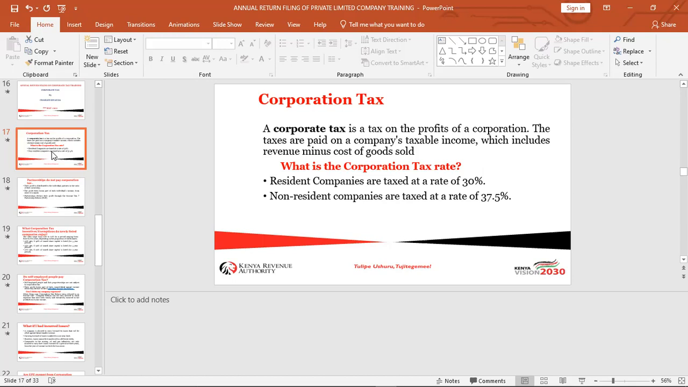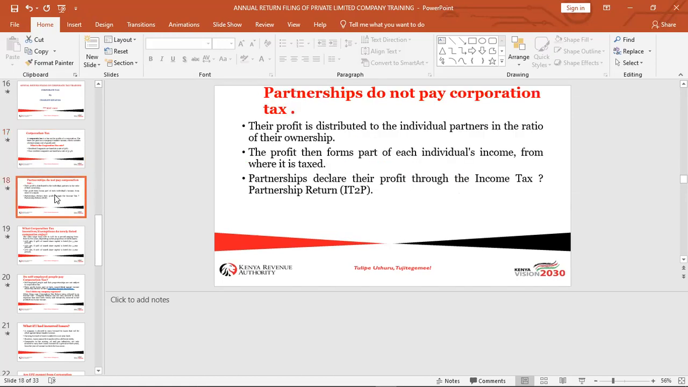So the rate of corporate tax for resident companies is normally 30%. For non-resident companies, they are taxed at the rate of 37.5%. Then we can also ask ourselves, do partnerships pay corporate tax? No, the answer is no.